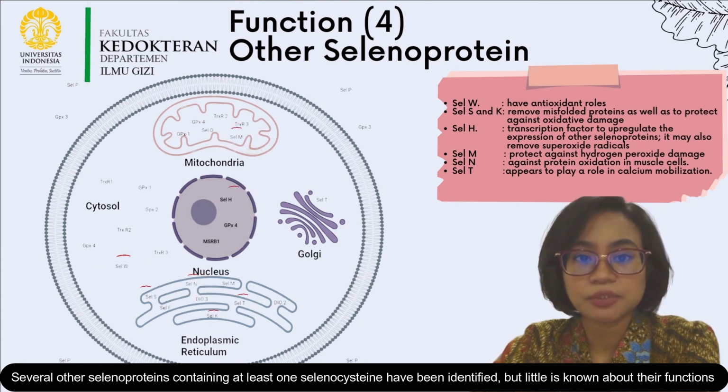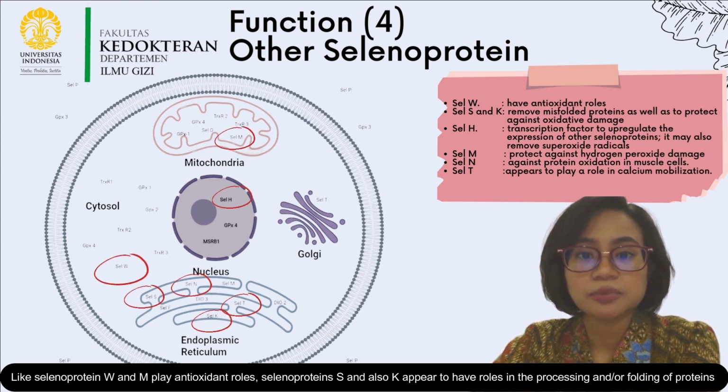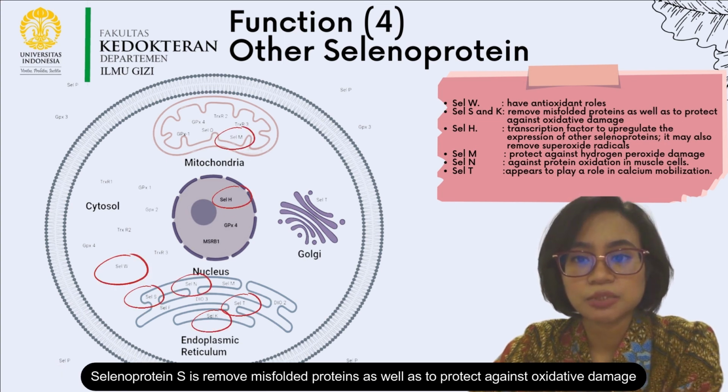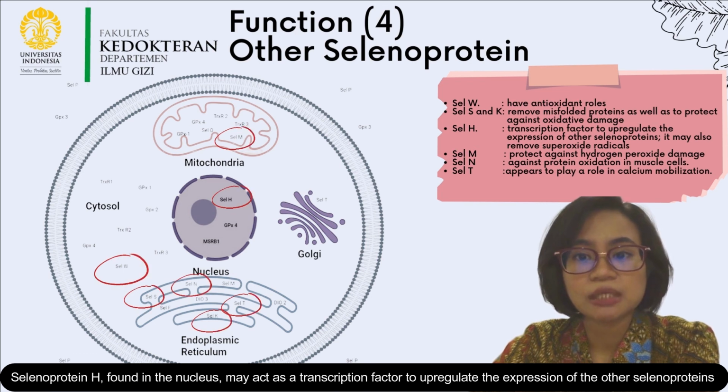Several other selenoproteins containing at least one selenocysteine have been identified, but little is known about their functions. Like selenoprotein W and M play antioxidant roles, selenoproteins S and also K appear to have roles in the processing and or folding of proteins. Selenoprotein S is to remove misfolded proteins as well as to protect against oxidative damage. Selenoprotein H, found in the nucleus, may act as a transcription factor to upregulate the expressions of the other selenoproteins.